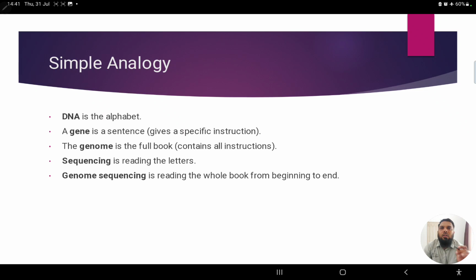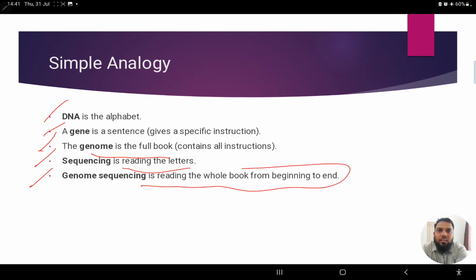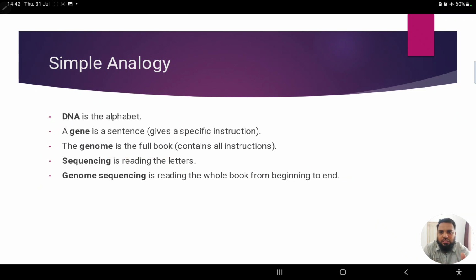Next, if we understand this entire concept through a simple analogy, it can be stated like this. If DNA is an alphabet, right, a gene can be understood as a sentence, and the genome can be understood as a full book. Sequencing is like reading the letters. Genome sequencing is reading the whole book from beginning till the end. So just to give a broader view of understanding, this analogy can be used.